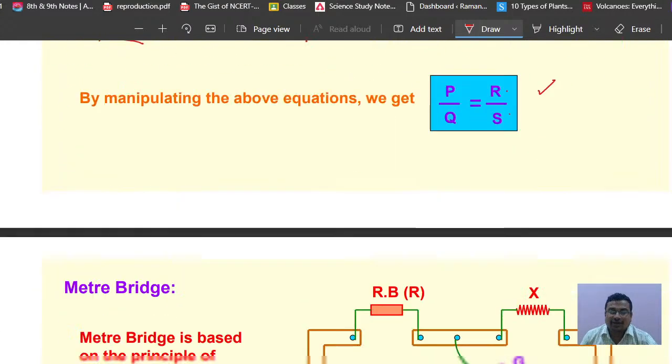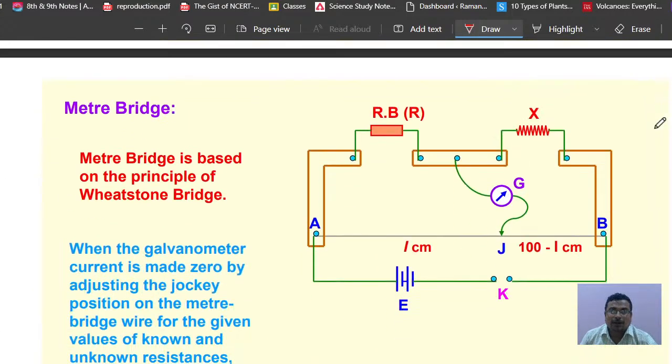So now move ahead. Let's discuss the meter bridge. Why is it called a meter bridge? Because here we are using a 1 meter scale. On which principle does the meter bridge work? The meter bridge works on the principle of the Wheatstone bridge.